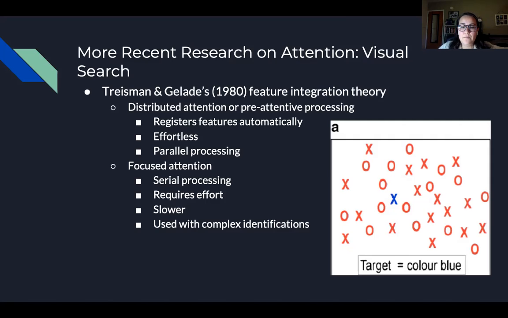They also studied focused attention, which is how they came up with their ideas regarding focused attention. To do this, they switched up the stimuli. They tested their participants' ability to decide whether there was a blue X present in a field of blue and red X's and O's.